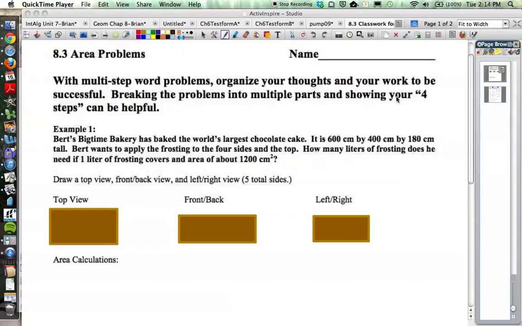So example 1. Bert's Big Time Bakery has baked the world's largest chocolate cake. It is 600 centimeters by 400 centimeters by 180 centimeters tall. Bert wants to apply the frosting to the 4 sides and the top. How many liters of frosting does he need if 1 liter of frosting covers an area of about 1,200 square centimeters? Draw a top view, front back view, and left side and right side view.